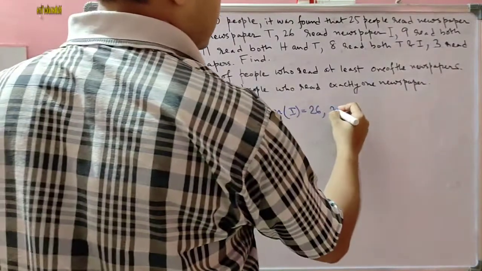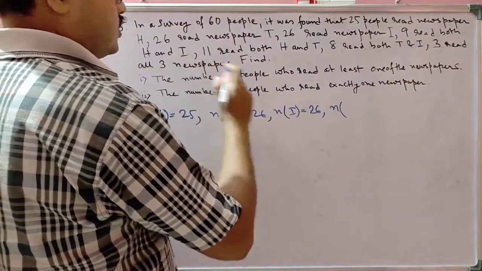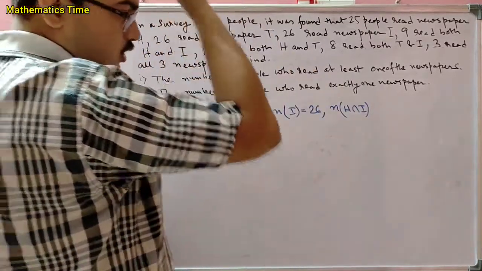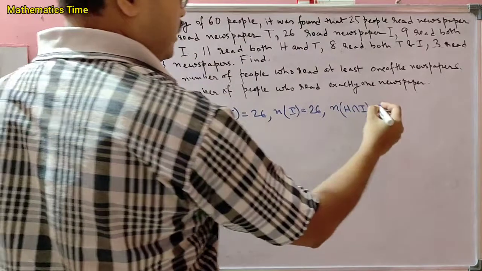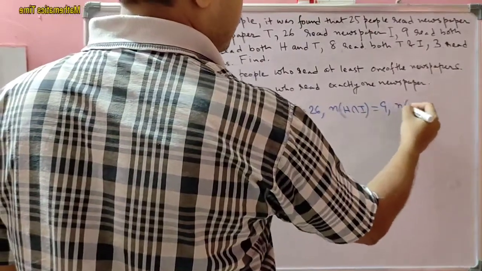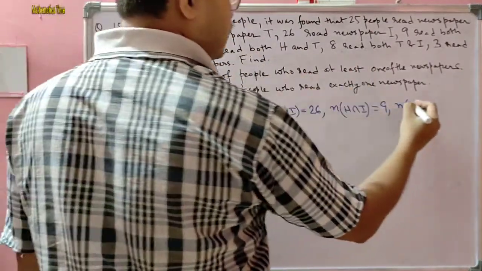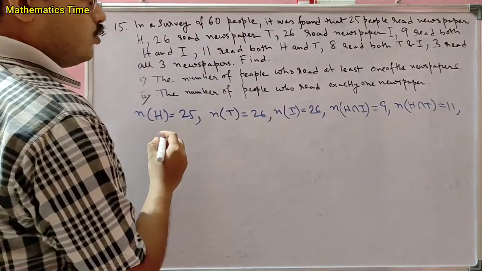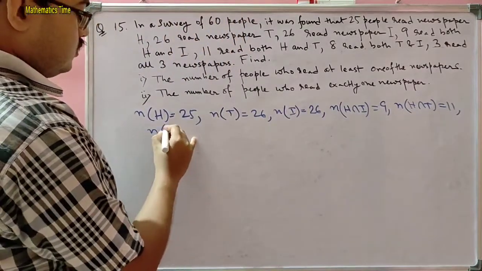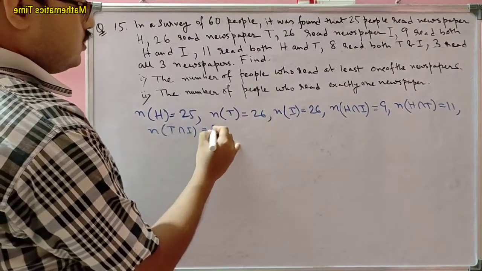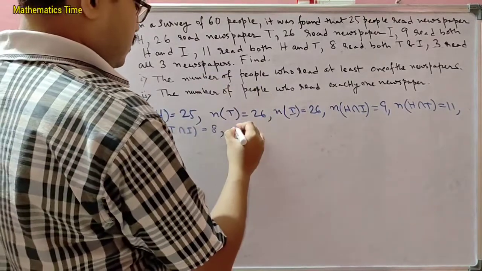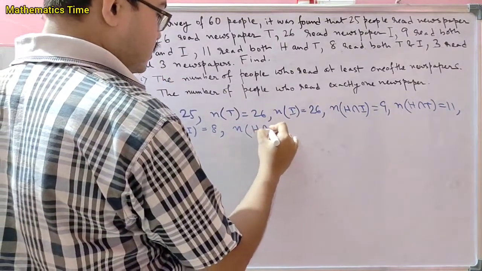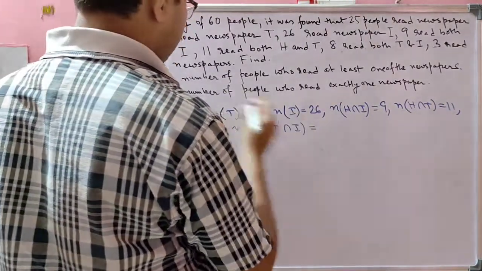And what are the intersection values? The number of people who read both H and I, H intersection I, is 9. The people who read both H and T is 11, and the people who read both T and I, T intersection I, is 8. And another thing is given: all 3 newspapers are read by H intersection T intersection I, that will be 3.